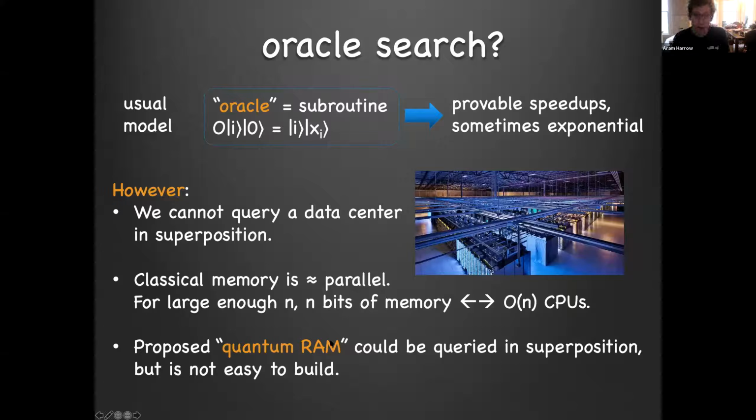Now, one proposal for getting Grover to work on a large data set is to build a quantum RAM. But as a theorist, I would be a little embarrassed to do this because my job is already easier. I see some experimentalists on the call. I already have a job that is way easier than the experimentalist job.